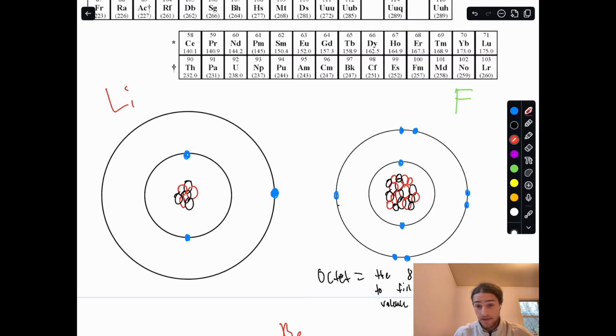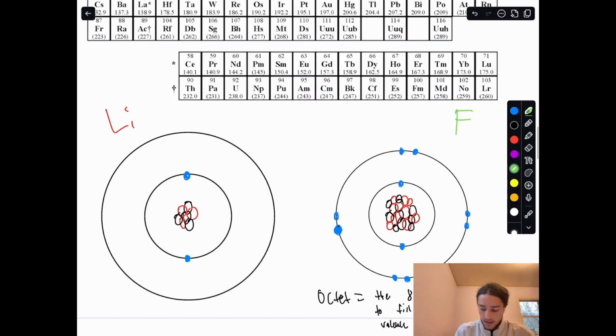Lithium is missing 7 to complete its octet, so it's not going to gain 7, but what it could do is give up its only valence electron here. Whoops. Its only valence electron. And if it gave it up and gave it to fluorine, fluorine now has its complete octet, and lithium now has a completely empty outer valence shell, meaning that it only has a completed inner shell. So it only has completed shells now. So they're both in noble gas configurations. So yeah, they're a perfect match.